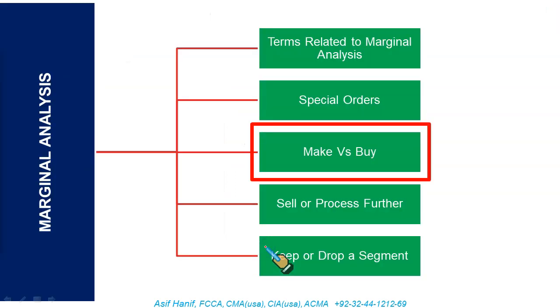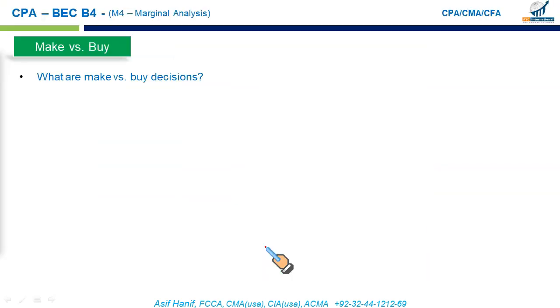Next, we have make versus buy. The next subunit is make versus buy. What are make versus buy decisions? Make versus buy means, should we make a product ourselves, or should we buy this from an outside service provider? Should we make it, or should we buy it from some outside?